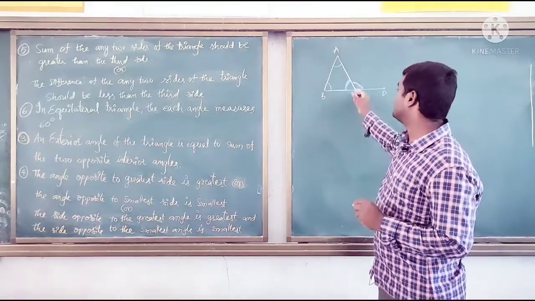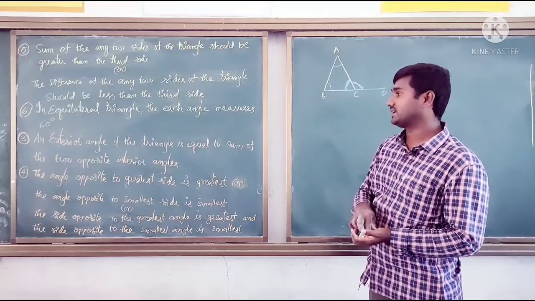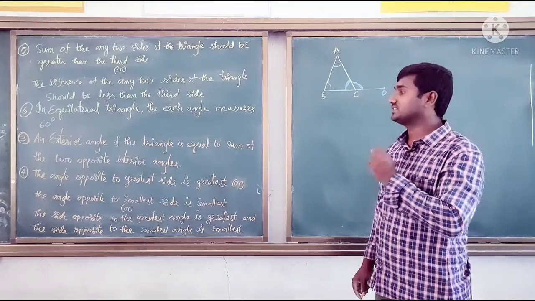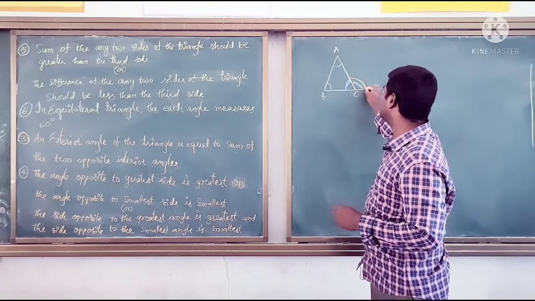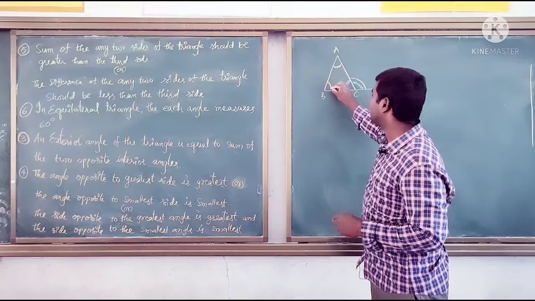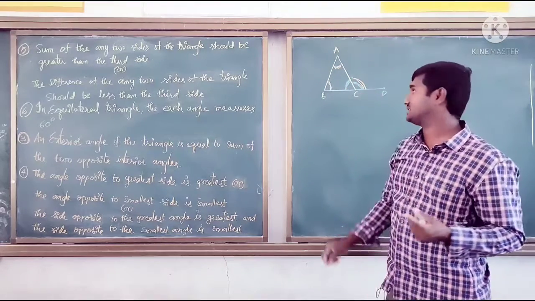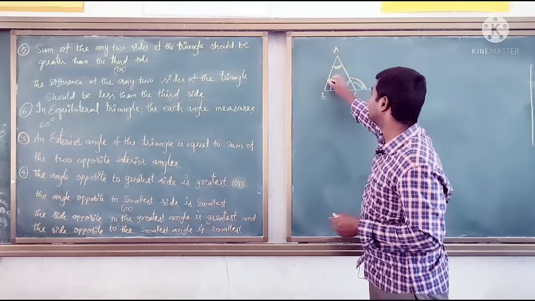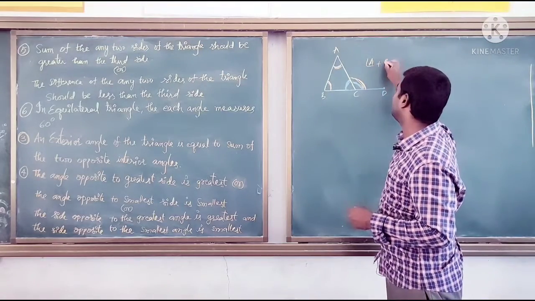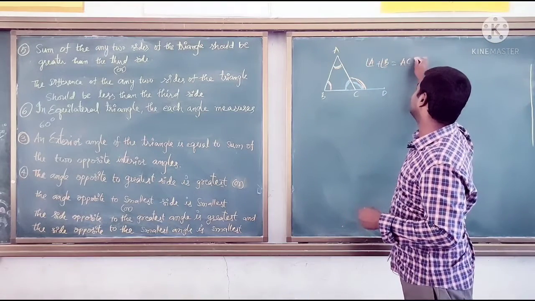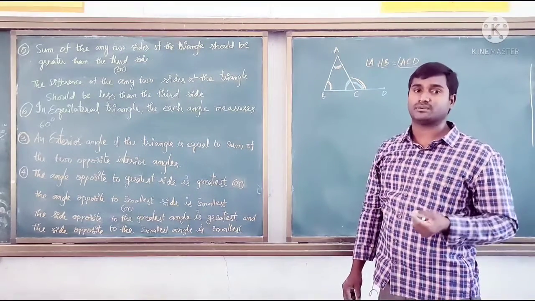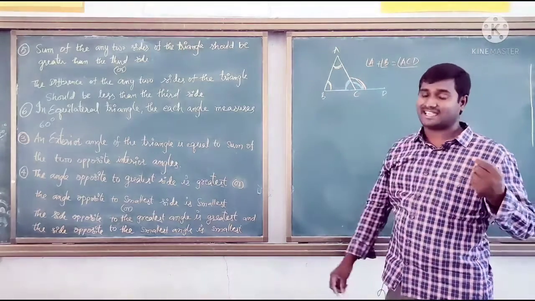The property says that the exterior angle of the triangle is equal to the sum of the two opposite interior angles. So this exterior angle is equal to the sum of these two opposite interior angles. That means angle A plus angle B equals angle ACD. Let us see how this happens.